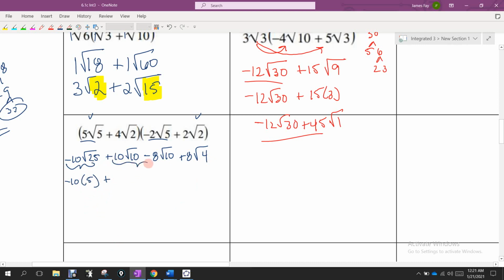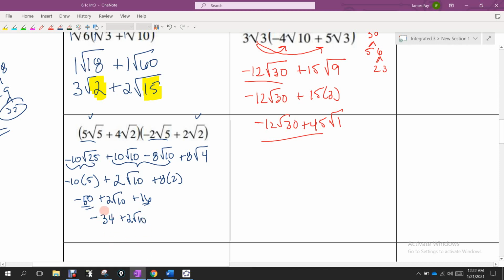Plus, now these two things are like terms because they both have the radical 10. So I can go 10 minus 8 and gives me 2 radical 10s. And this is going to simplify to a 2. So we got plus 8 times 2. So we got negative 10 times 5 is negative 50. Plus 2 radical 10s plus 16. So it's going to give me negative 34 when I combine that and that, plus 2 radical 10.